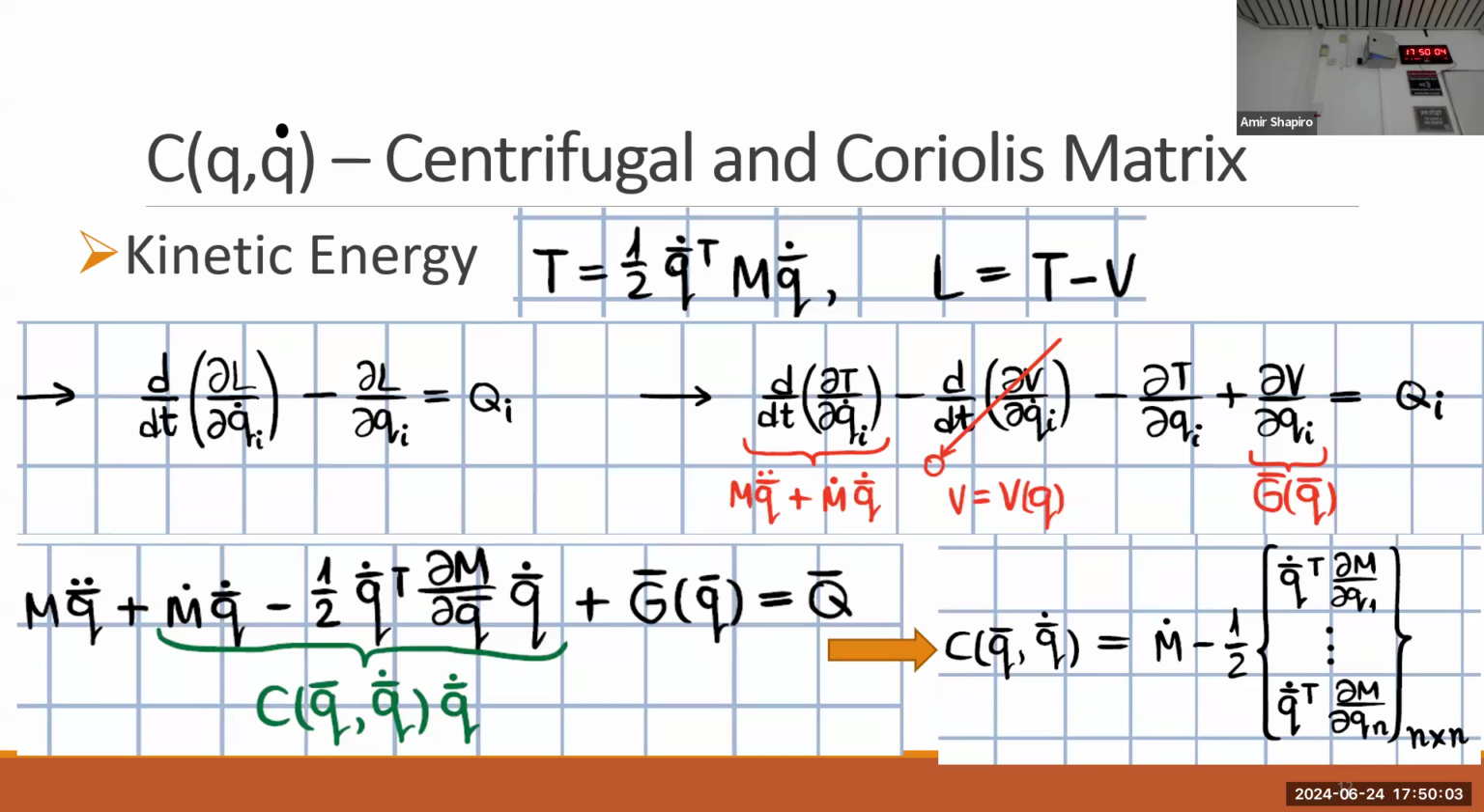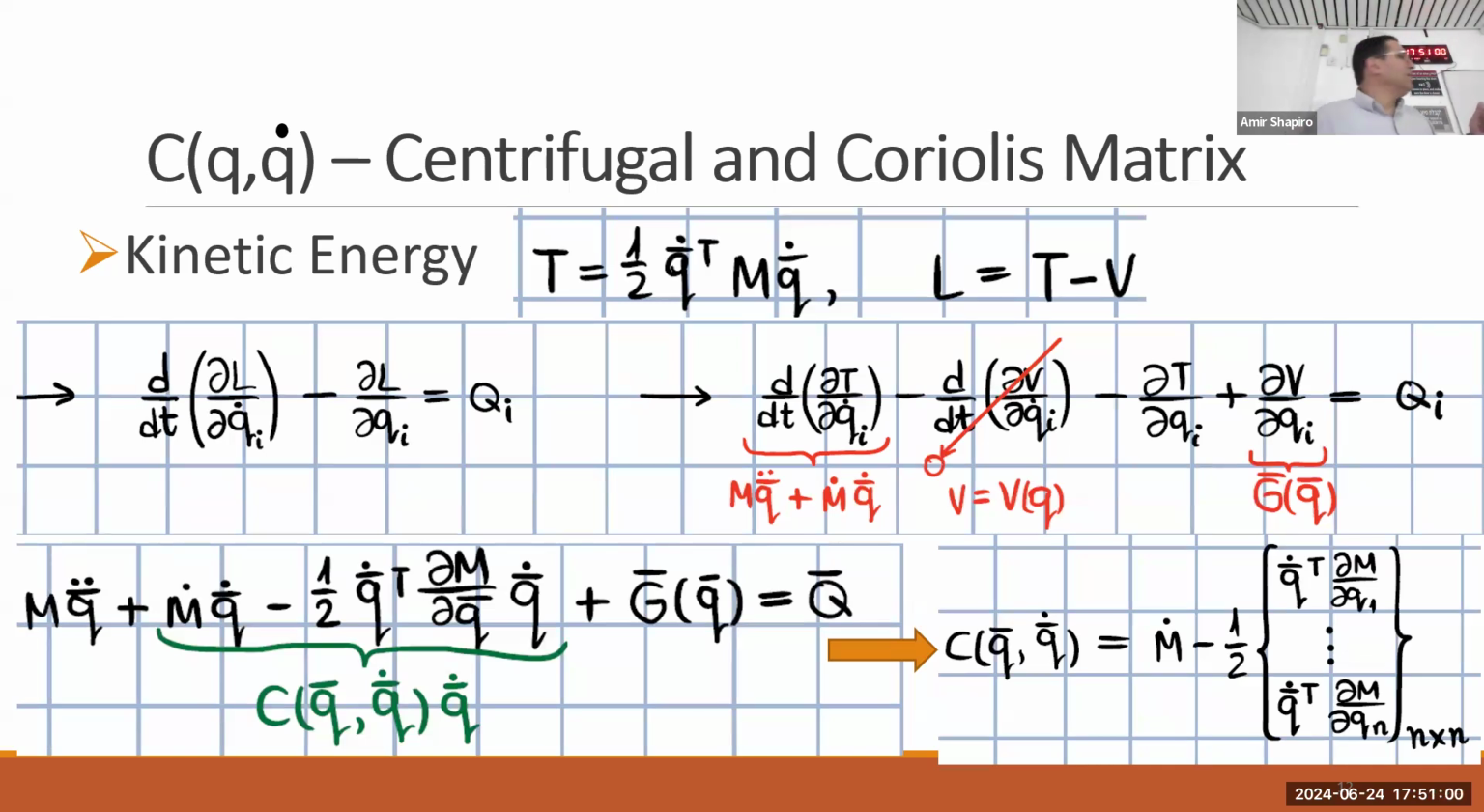Take the derivative of this with respect to q. q dot doesn't depend on q, but M is a function of q. Therefore we need to take the derivative of M with respect to q. M is a matrix, q is a vector. Therefore, dM/dq, the derivative of a matrix with respect to a vector, is a tensor. It's like a three-dimensional matrix. The first matrix is the derivative of M with respect to q1, then the second one behind it is with respect to q2 and so on. But when I multiply this by q dot, I get a matrix.